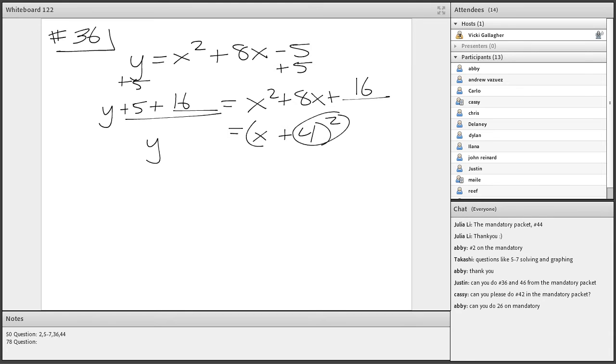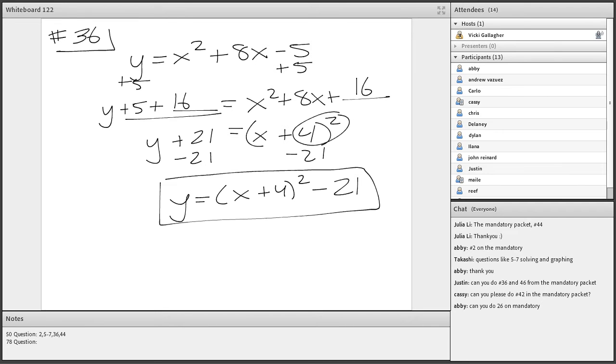On the left-hand side, 5 plus 16 is 21. And then to finish up the problem, we're going to subtract 21. The final answer is y equals (x plus 4) squared minus 21. This is vertex form. So that's how I taught it to you in class.